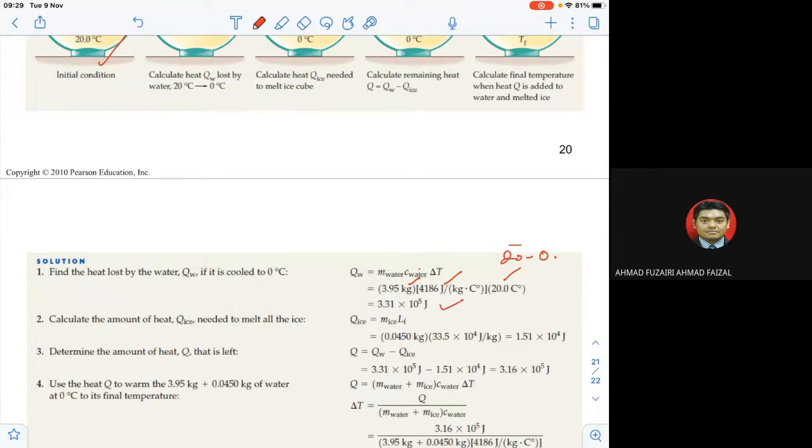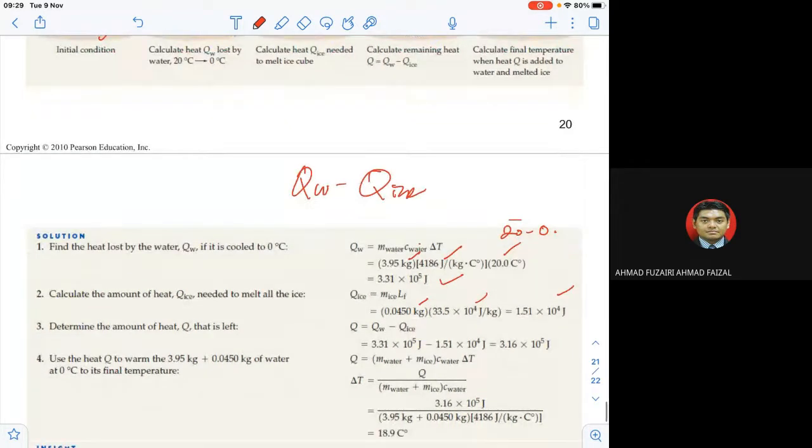And then for the ice, you use the latent heat of fusion, because the ice is becoming water. So the mass of the ice times the latent heat of fusion of water. You will get 1.51 times 10 to the power of 4 joules. Then determine the amount of heat that is left. That means Q water minus Q ice. In this case, you will get 3.16 times 10 to the power of 5 joules.